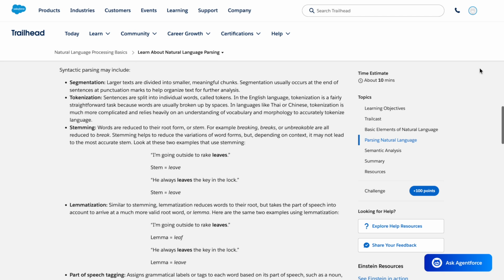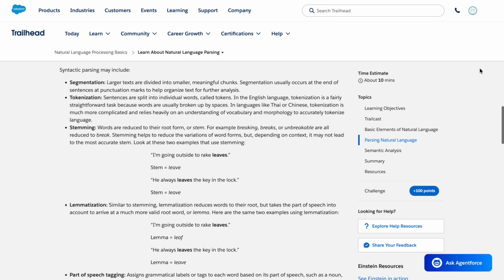Syntactic parsing may include segmentation. Larger texts are divided into smaller, meaningful chunks. Segmentation usually occurs at the end of sentences at punctuation marks to help organize text for further analysis. Tokenization. Sentences are split into individual words, called tokens. In the English language, tokenization is a fairly straightforward task because words are usually broken up by spaces. In languages like Thai or Chinese, tokenization is much more complicated and relies heavily on an understanding of vocabulary and morphology to accurately tokenize language.